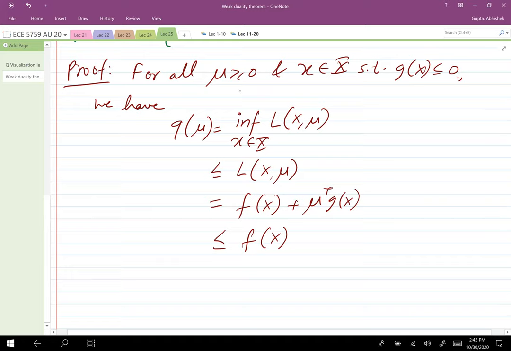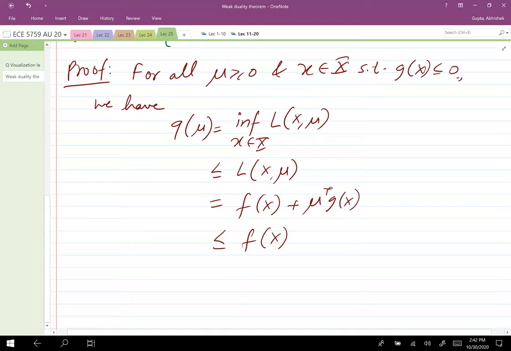Okay, so I pick any mu which is non-negative. Mu is a vector, so all its elements have to be non-negative. I can pick any x in the feasible set, capital X, such that g(x) is less than or equal to zero. And I know that q(mu), the way I have defined it, is the infimum of the Lagrangian.